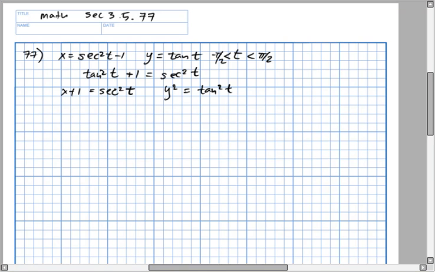And now we can just plug these in to where they need to go. This gives us the formula that y squared plus 1 is equal to x plus 1. The 1's cancel out, leaving you with the equation y squared is equal to x, which you should recognize as a horizontal parabola. So let's graph this horizontal parabola.